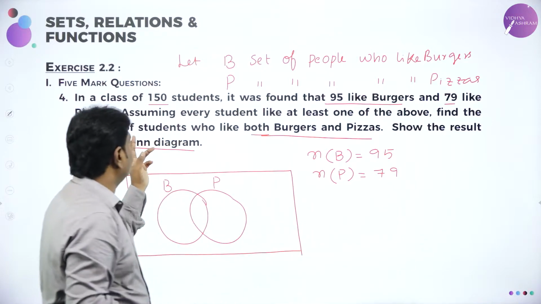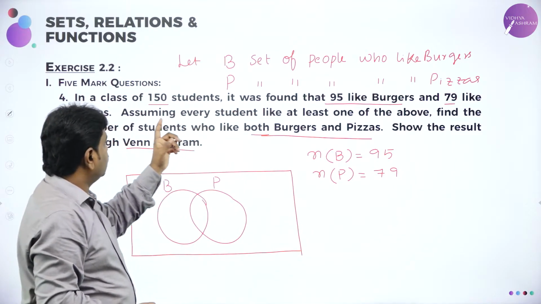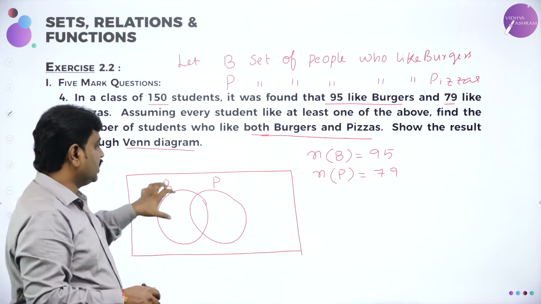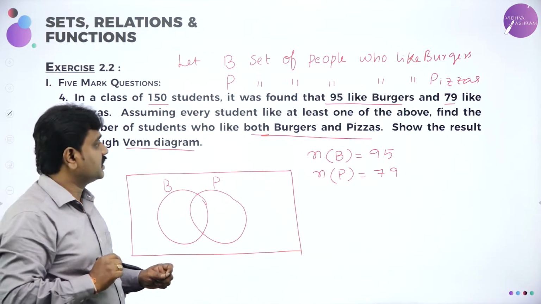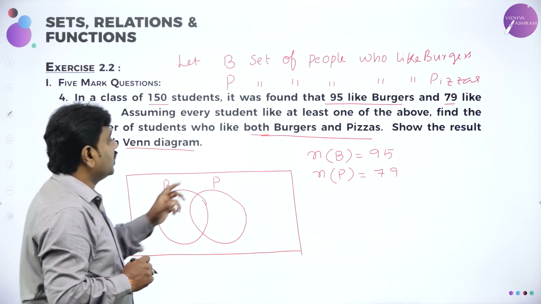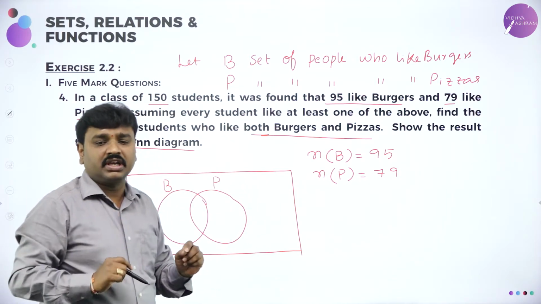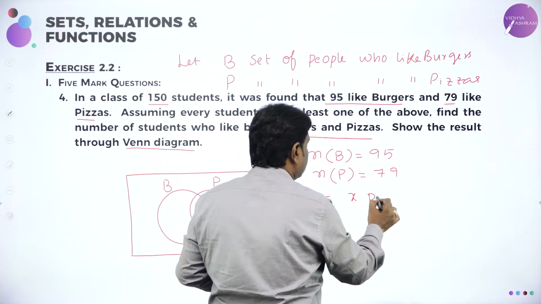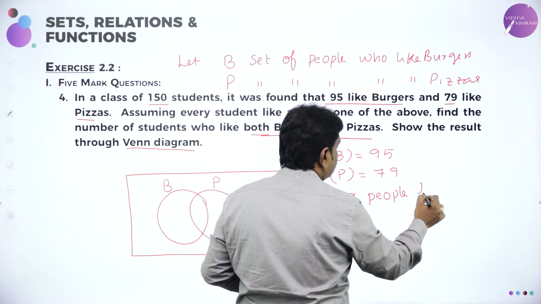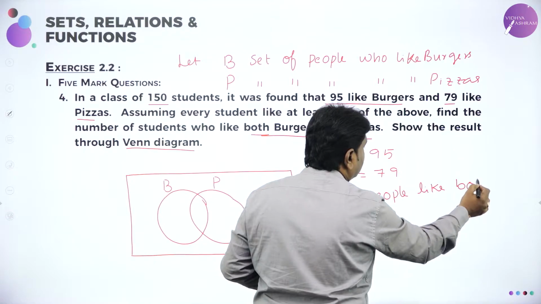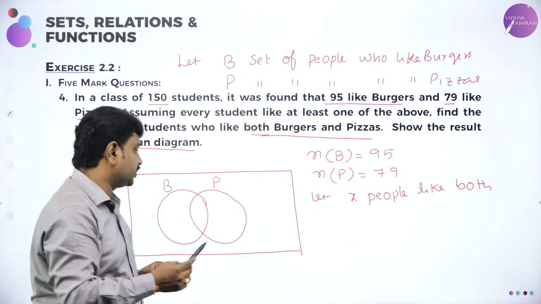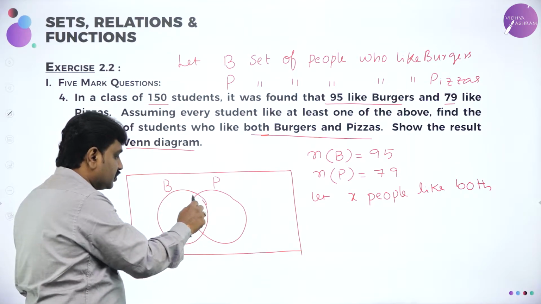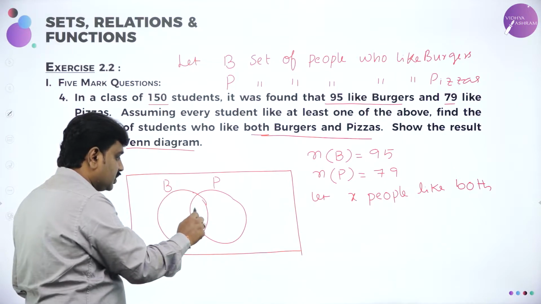So, now they are asking you, assuming that every student likes at least any one of them, either pizza or burger, means all the people are eating or liking any one of them is the context. Now, show the result in the Venn diagram and they want you to find how many like both. So, that also we will assume, let X people like both. Both means what? Common means what? Intersection. So, this region is what? Intersection region. So, between B and P. So, this belongs to both B as well as P. Here I will take X.